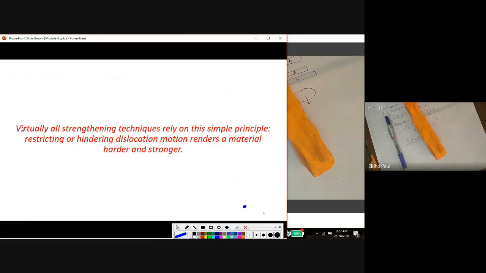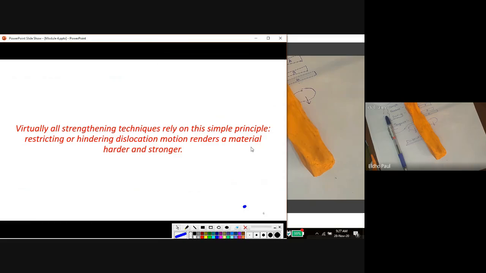Okay, so this is the important point. Virtually all the strengthening mechanisms or techniques rely on this simple principle. What is the simple principle? Restricting or hindering dislocation motion renders a material harder and stronger.